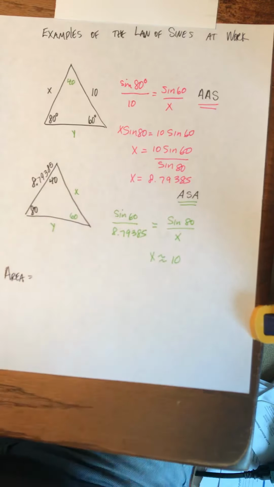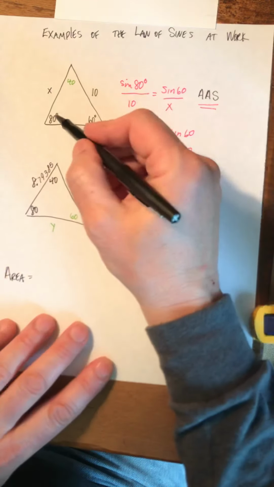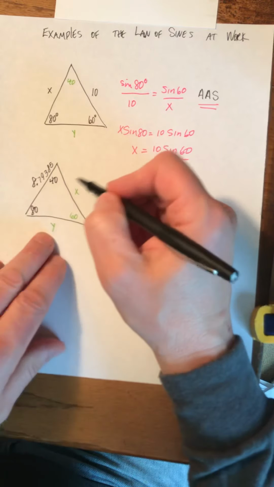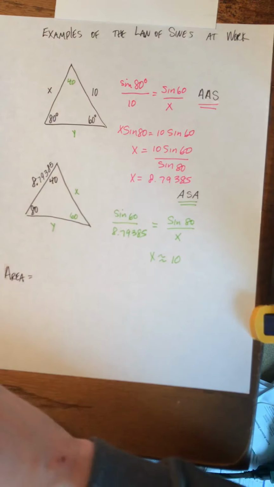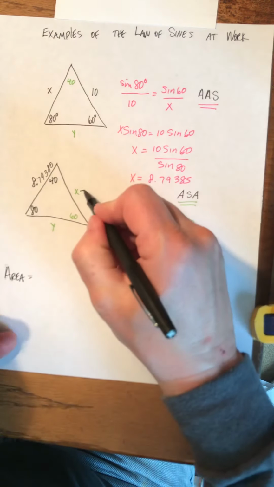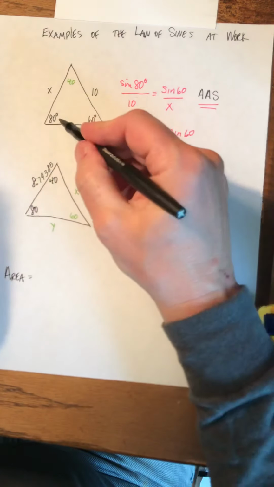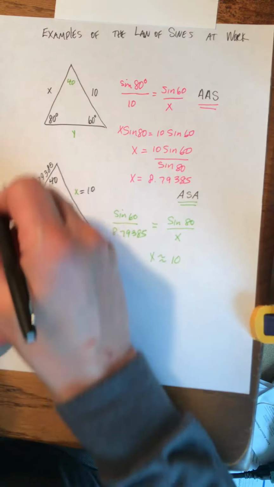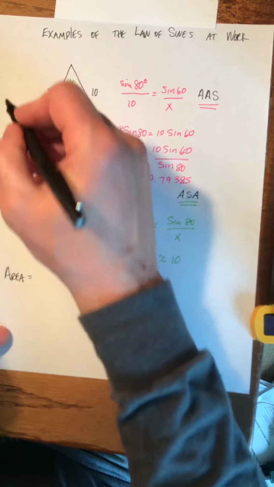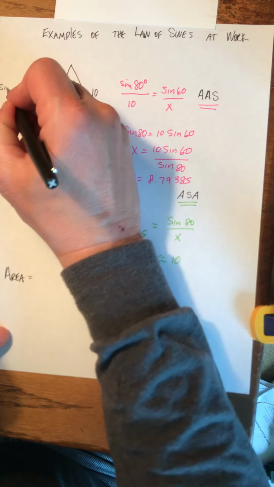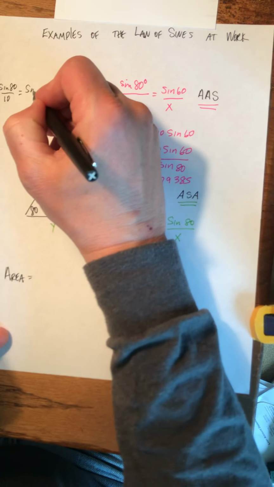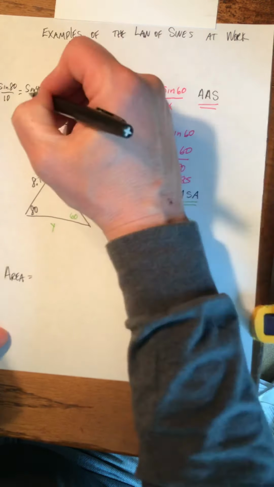Let's see if we can make it work here. So let's say I want to use, let's see. By the way, if we did find y, we might as well fill them all in. So we know that this is about 10. And if I go sine of 80 over 10, let's find this side y. We're going to go sine of 80 over 10 has got to equal the sine of 40 over y.